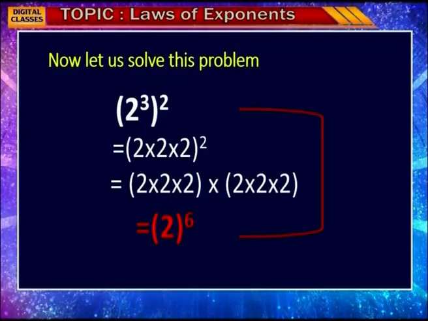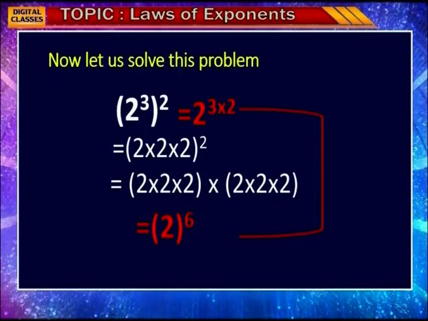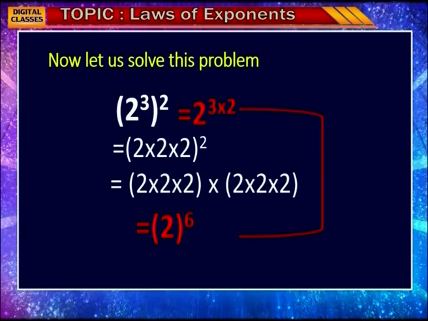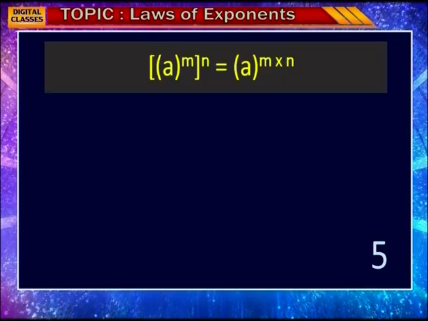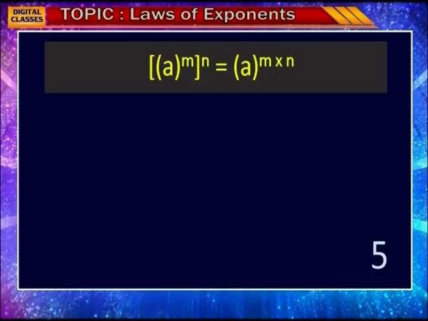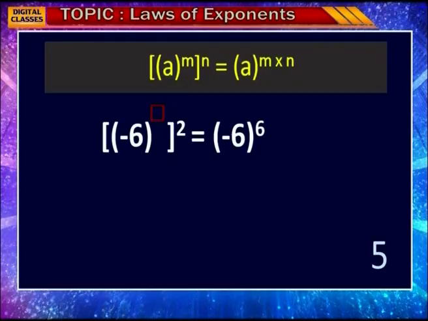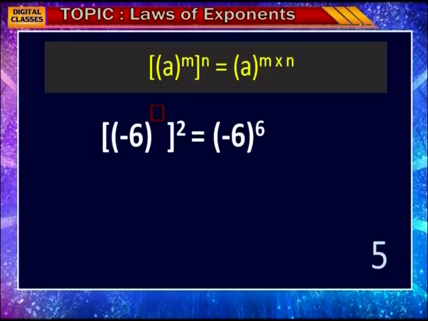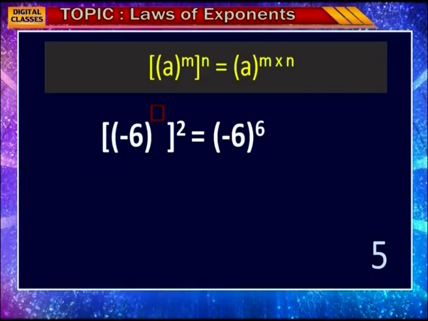So, here 2 to the power of 6 means 3 is multiplied with 2. Then only you will get 2 to the power of 6. So, with this we will move on to the next law, that is a to the power of m whole to the power of n is equal to a to the power of m into n. Now, we will do one problem. So, what should be there in the box here? Look carefully. What number should be there in the box? Your time starts now. 5 seconds time.